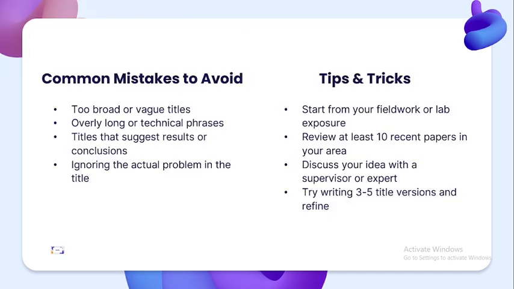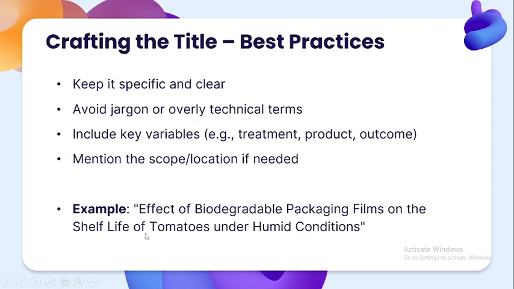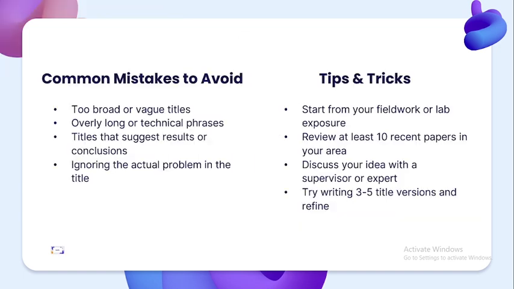Common mistakes to avoid and tips and tricks. Common mistakes, like the spectrum or scope of your study is too broad, as I mentioned earlier, that you are not discussing specifically tomatoes, but you are mentioning that we are going to study the shelf life of vegetables. So the scope is very broad and you are just unable to address it within the time span of 2 years. Overly long or technical phrases in your title, that is not recommended.